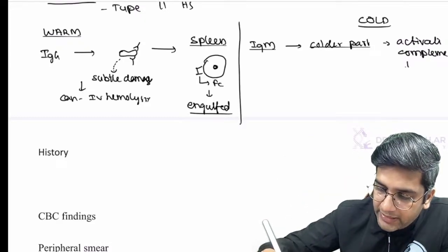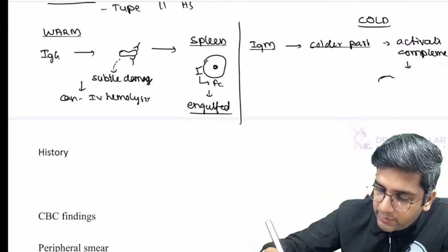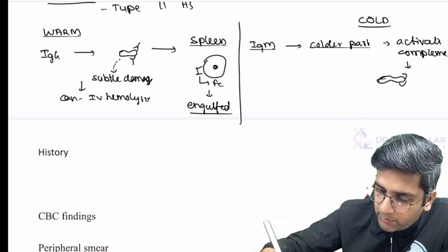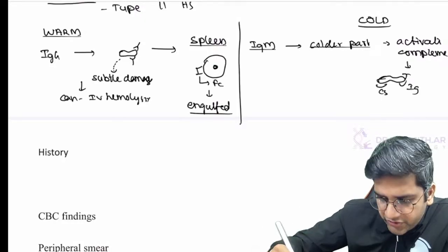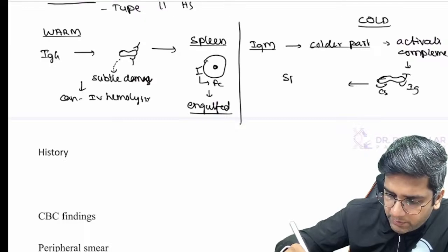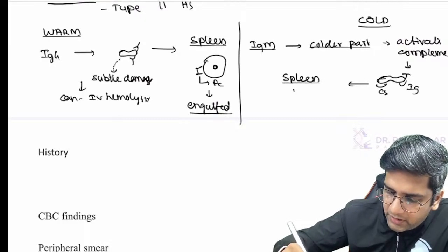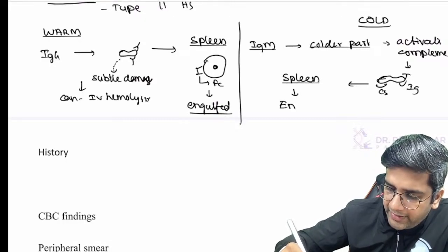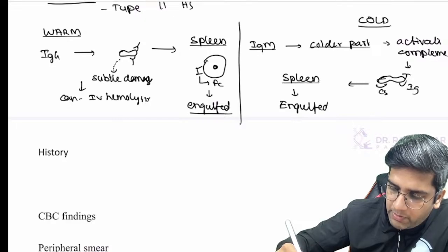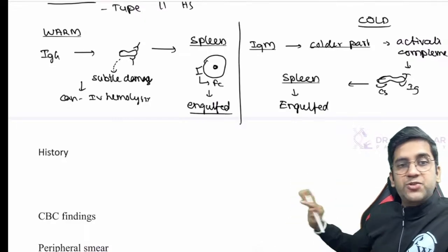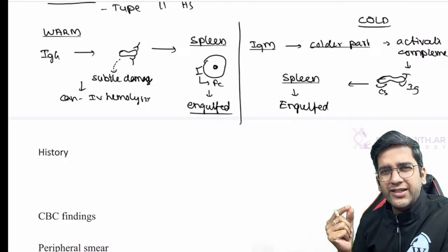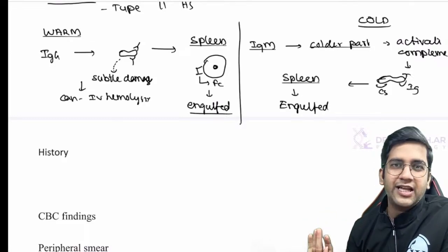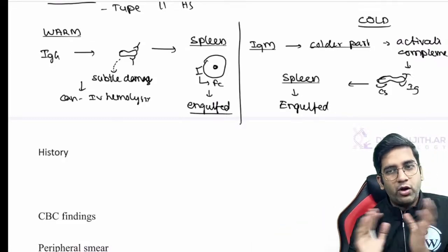So this complement activation will result in my RBCs having complement on top of them. I'll have C3, also I'll have IgM, fine. When this C3 and IgM goes via the spleen, the same route will happen. It will undergo engulfment or it will be lysed by my macrophages. Cold is purely extravascular hemolysis. Warm is also mostly extravascular. A tiny amount of intravascular hemolysis can happen, right? That's the pathogenesis of warm as well as cold.